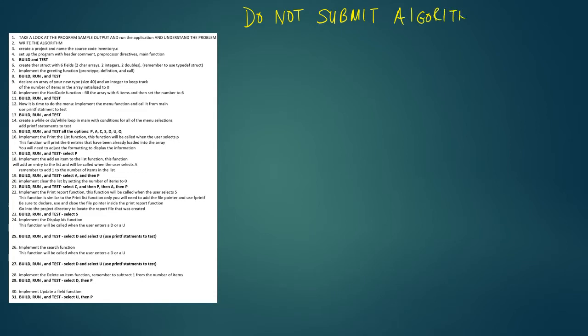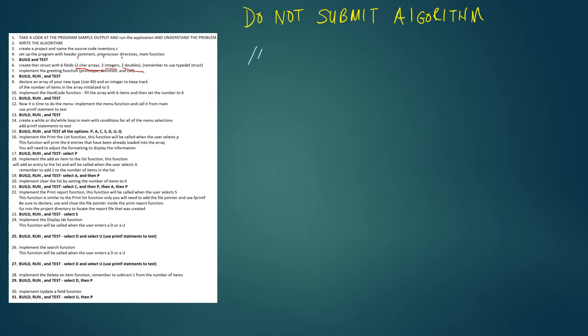All right, so next, you create your project and you set it up with your preprocessor directives and make sure it's all set up. The next step is to create your structure. Your structure is going to have 2 character arrays, 2 integers, and 2 doubles. Mine, I'm just going to have 1 character array, 1 integer, and 1 double because I'm writing on the board and it's less complicated that way.